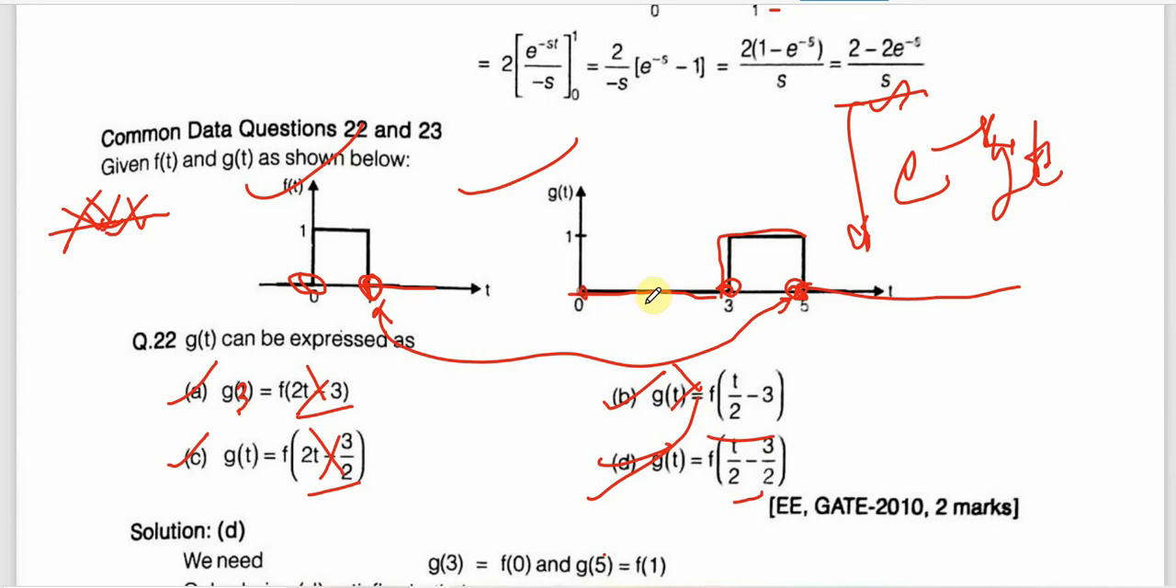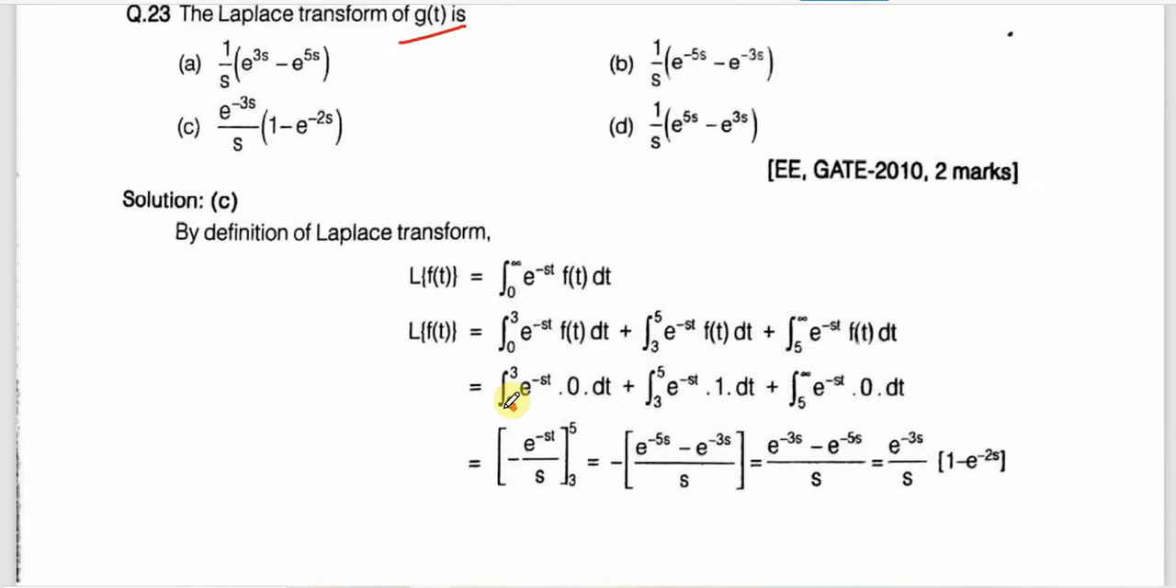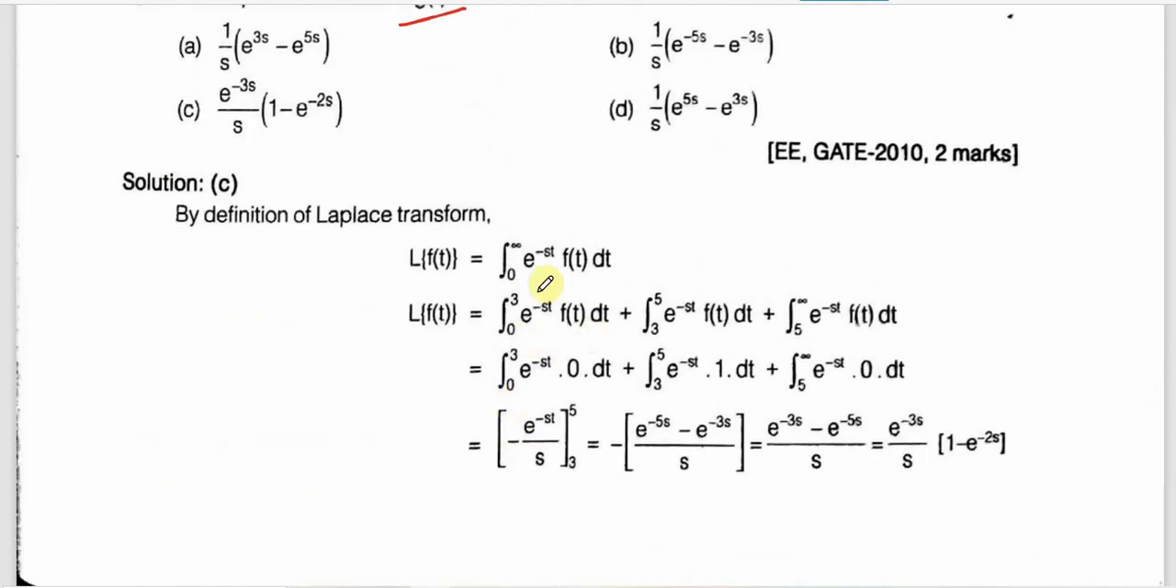g of t is 0 from 0 to 3, it is 1 from 3 to 5, and for t greater than 5 it is 0 again. So from 0 to 3 it will be 0, and from 5 to infinity it will be again 0. So from 3 to 5 we have to integrate e to the power minus st into g of t, and the function is 1. So we will integrate, and we will get this. Very easy question. So this is the answer.